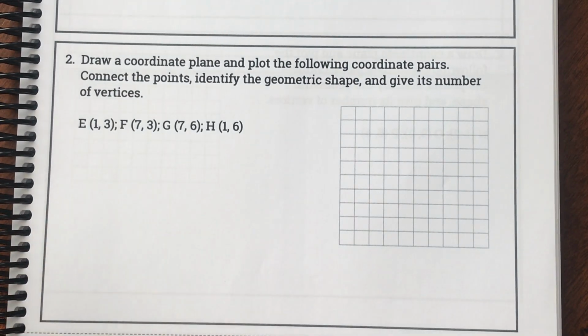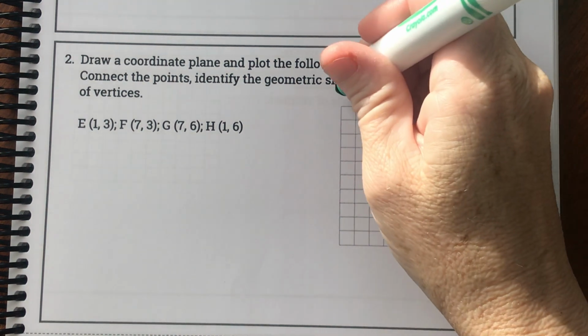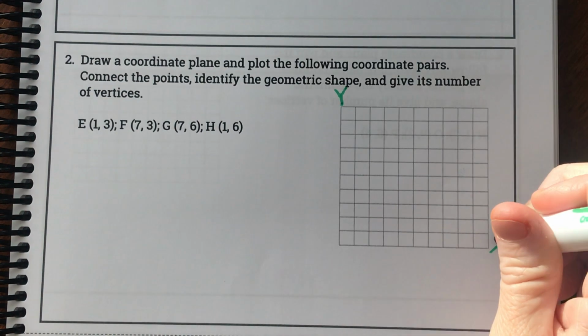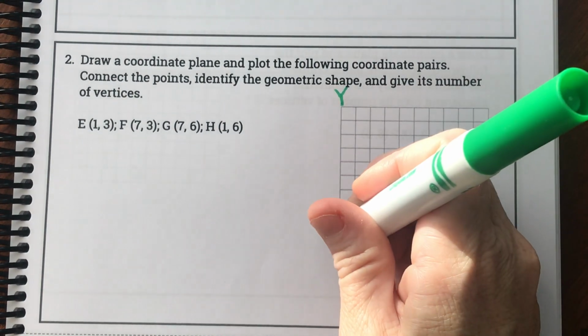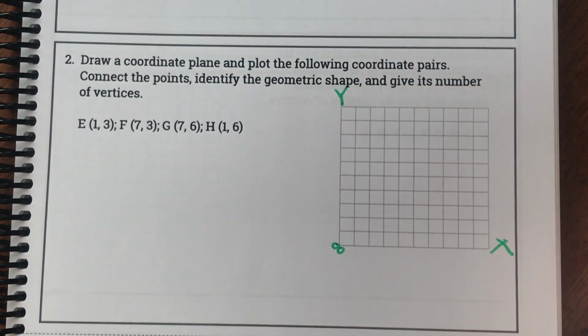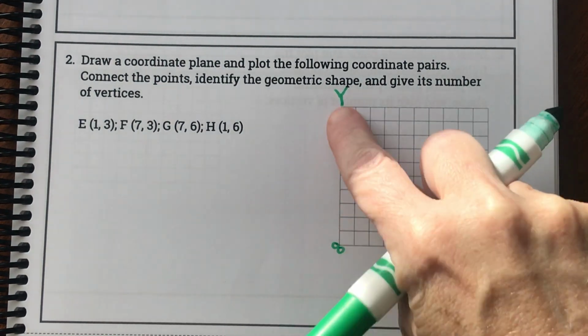Okay, our second one says, draw a coordinate plane and plot the following points. Connect the points, identify the geometric shape, and give its number of vertices. So again, we have the same rules or directions. This time, what do you notice? They did not label our axes for us. They didn't tell us this is the Y. They didn't tell us this is the X. They didn't tell us this is the origin, which is 0, 0, and they didn't do our scale.